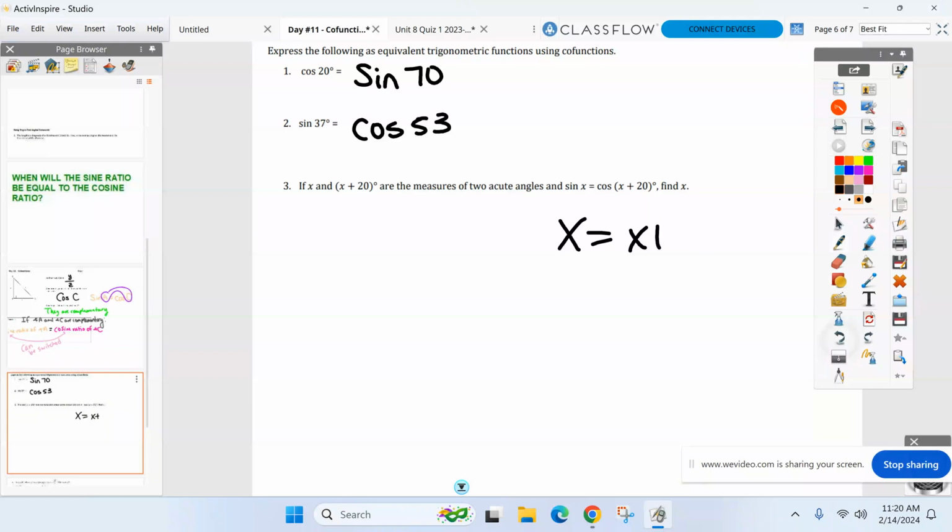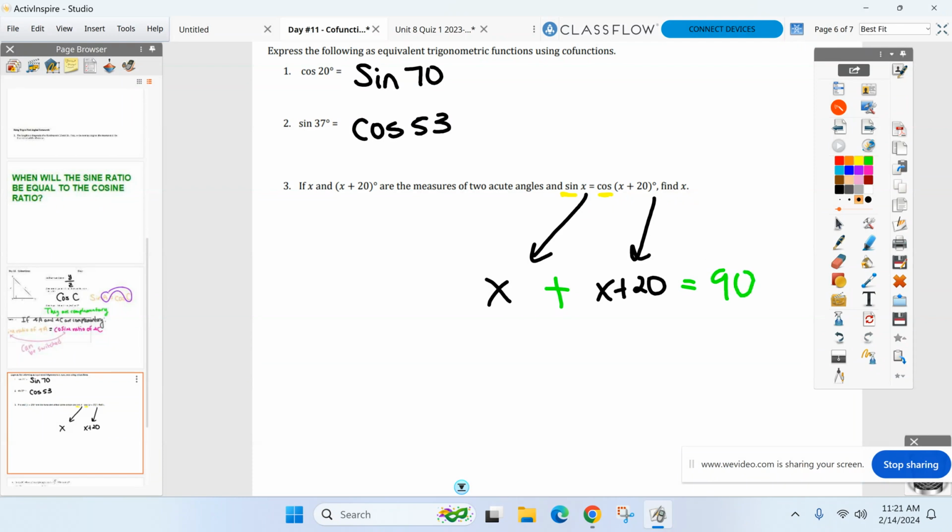Watch. When are sine and cosine equal to each other? When are those two ratios equal? If the angles are what? The only time this happens, the sine and cosine ratios are equal, is if the angles have to be what? Complementary. That's the only time. If you see the sine ratio and cosine ratio equal, you're like, whoa, angles got to add up to 90.